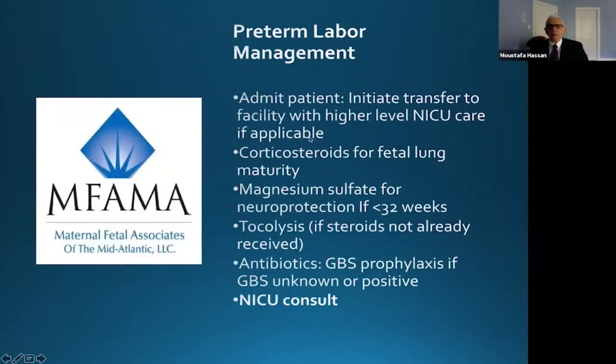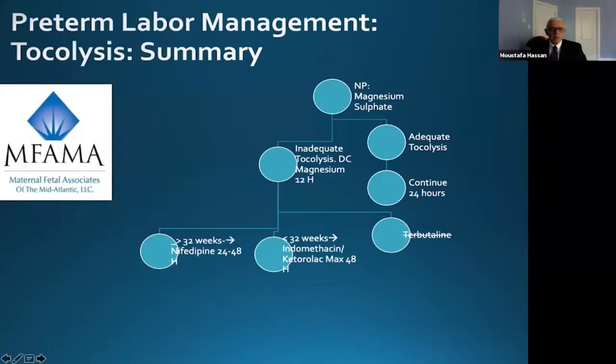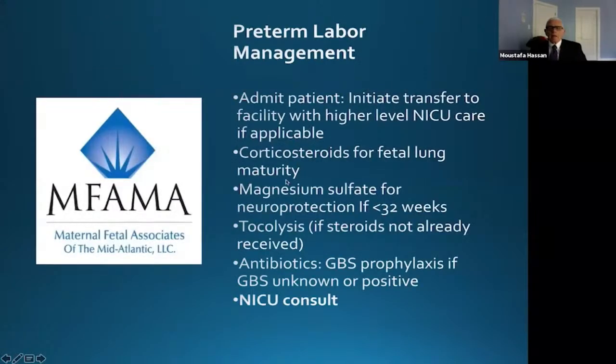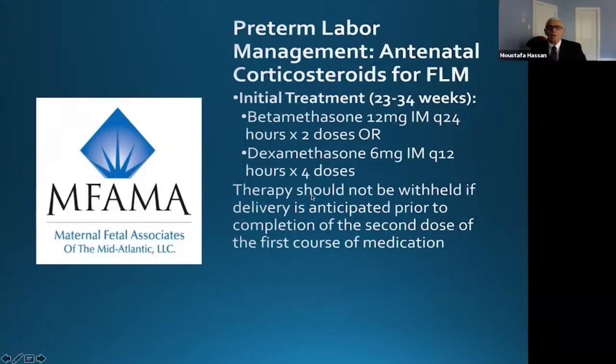So you admit the patient to labor and delivery, corticosteroids, magnesium sulfate. This is just a summary slide of the previous graphs that I gave you. Magnesium sulfate for neuroprotection; after 32 weeks, you don't need it. Tocolysis, if steroids not already received. Antibiotics, GBS culture, and you have to get an NICU consultation.